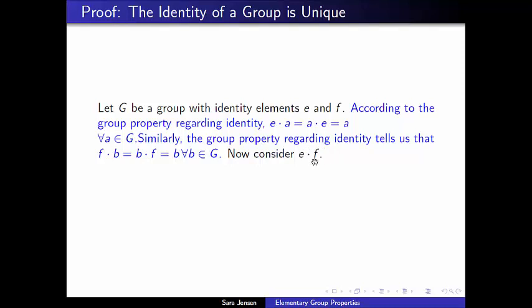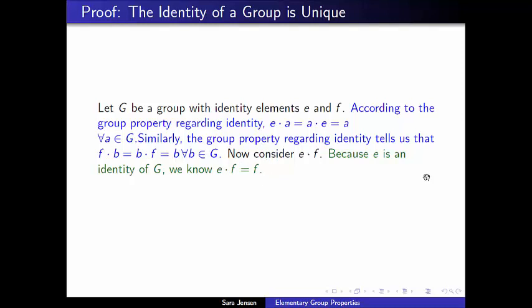So the first thing we're going to do is play favorites, and we're going to remember that E is special. E is an identity element of the group. And F over here, F is going to act as the A in the first sentence. We're going to forget that F is special, and we're just going to think about F as any old element of the group and focus on the fact that E is an identity element of the group. Because E is an identity element of G, forgetting that F is special, E dot F should be equal to F dot E, which should be equal to just the element F.